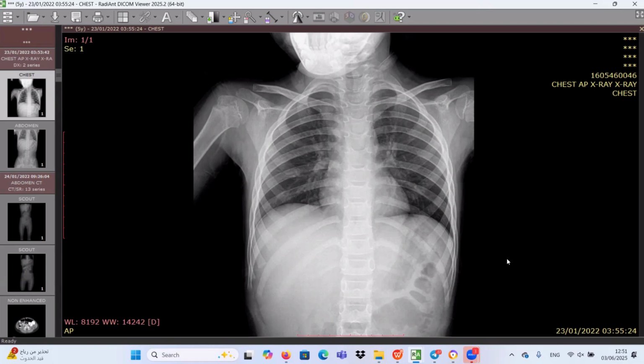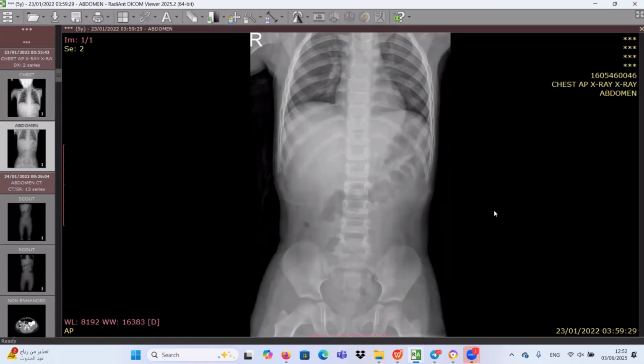The clavicles, I think they're fine. The bones are also fine. That's good. Very good. I think the radiograph is fine.